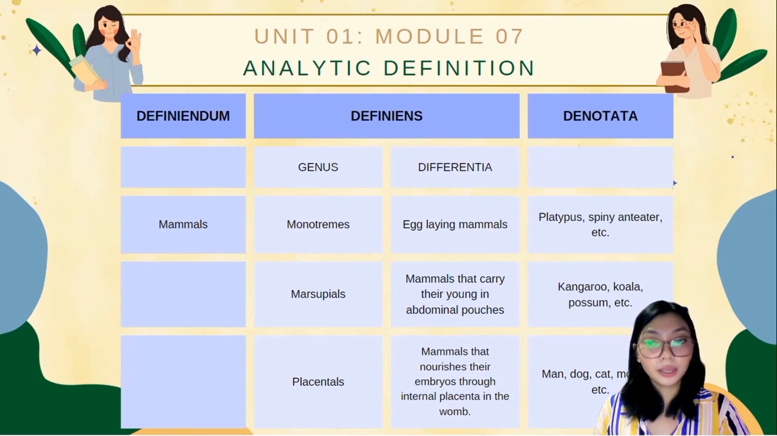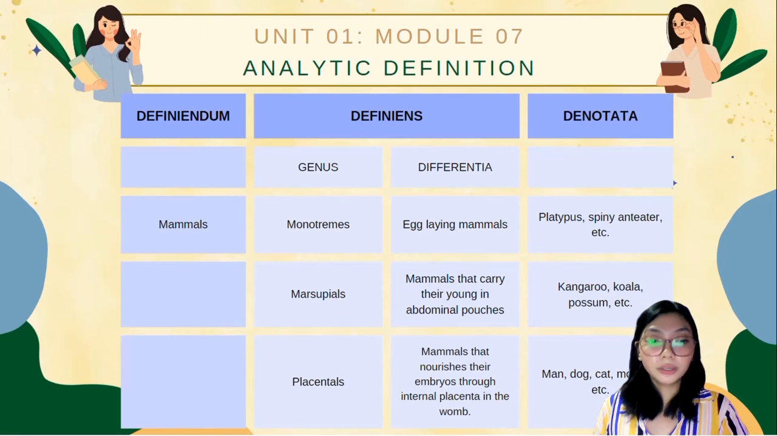And finally, the denotata of each genus of the mammals are, in monotremes, the platypus, spiny anteater, and such, while in marsupials, kangaroo, koala, possum, and others. Placentals, on the other hand, are man, dogs, cats, monkeys, and the like.